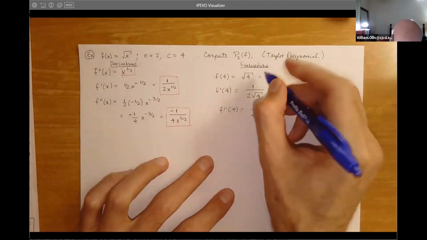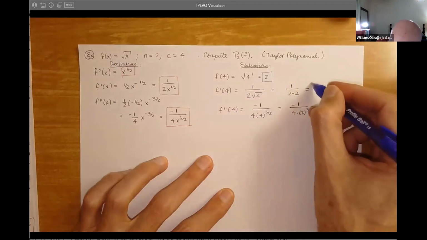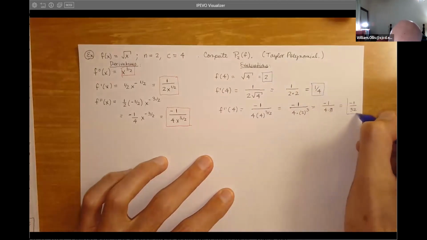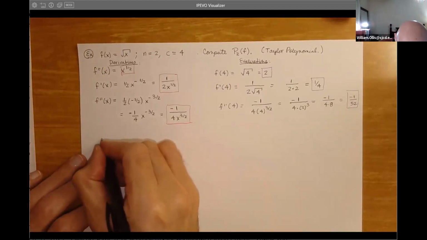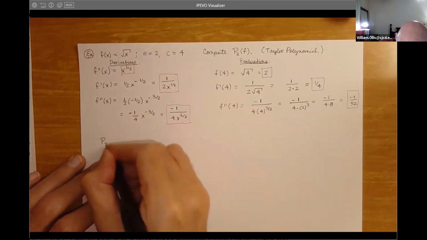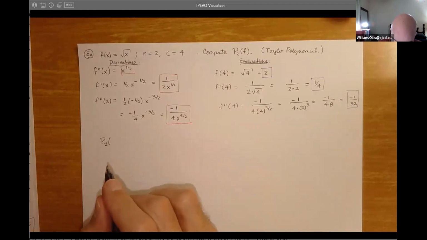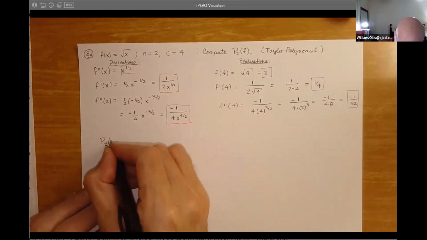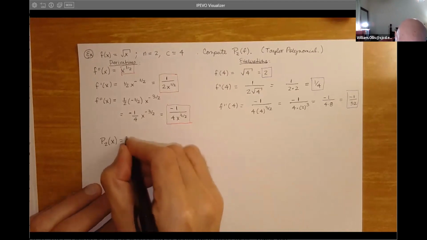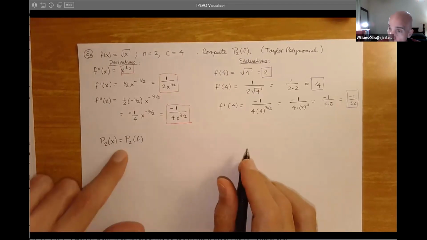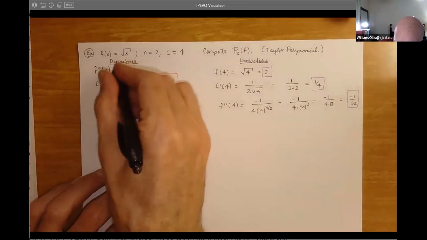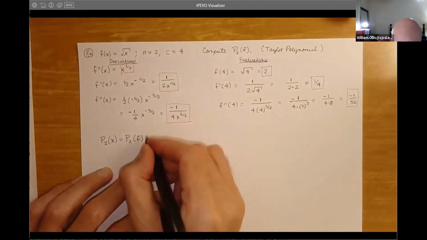So now we can go ahead and box all of these. No zeros in this case: 2, 1/4, and -1 over 32. So now remember, the second degree Taylor polynomial. There are notations that tend to go between the two. You can just say this is a polynomial in x, or it's a polynomial derived from f. I'll use both. You'll see both of these.